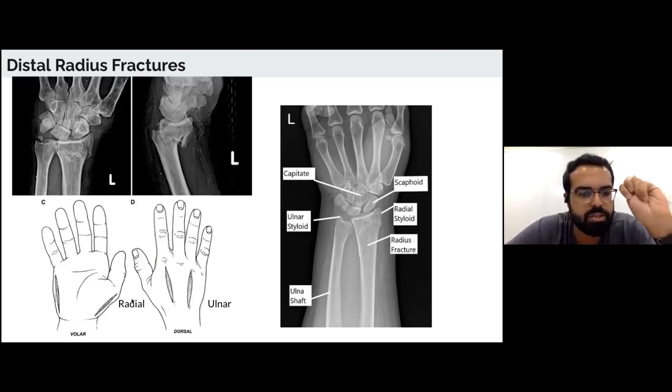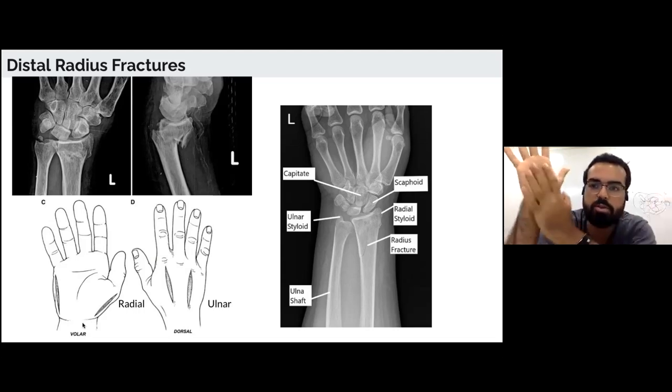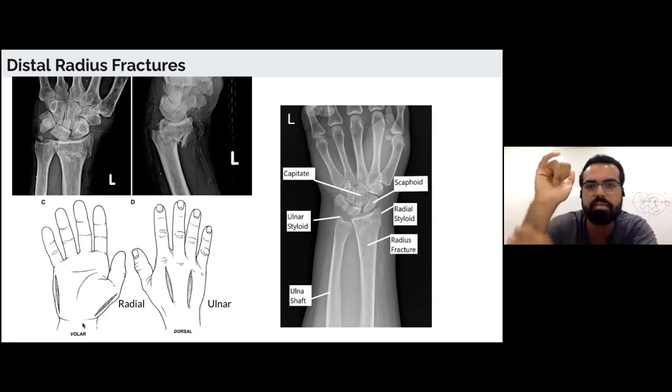Quick terminology I noticed going through the papers is that this is the volar side. It's also the anterior side. And this is the dorsal side. It's also the posterior side. Radial is where the thumb is. Ulnar is where the pinky is.